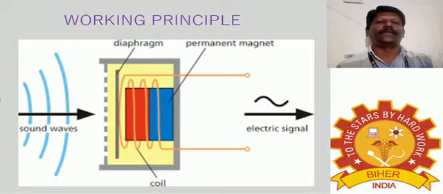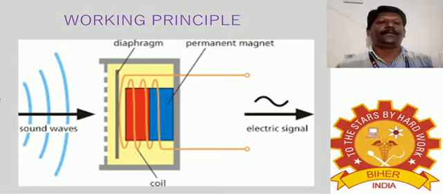So microphone has diaphragm, moving coil and permanent magnet. Diaphragm is the heart of the microphone. Diaphragm is a movable one. When you produce sound, it moves front and back.